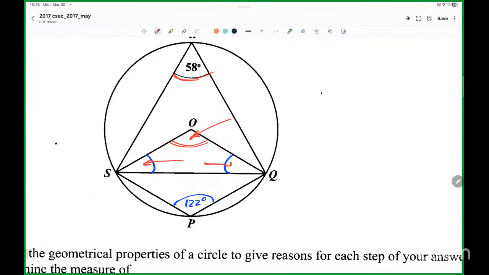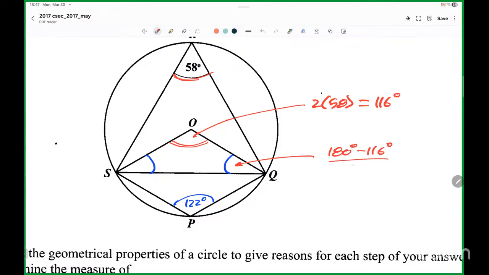So we tell the examiner first that this one at the center right here is 2 times. When I say this angle right here is 2 times 58 degrees, which is 116 degrees, right? And then this angle inside here becomes 180 minus 116 divided by 2. 180 minus 116 is what the two of these add to, and you divide by 2 because you want only one of them.